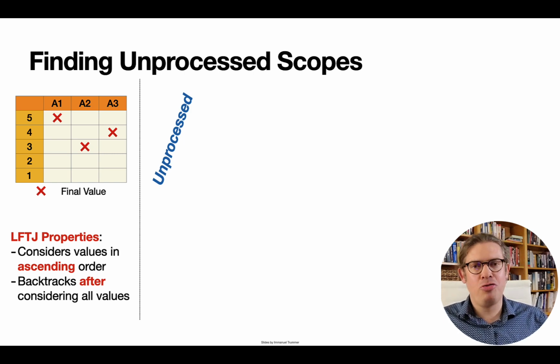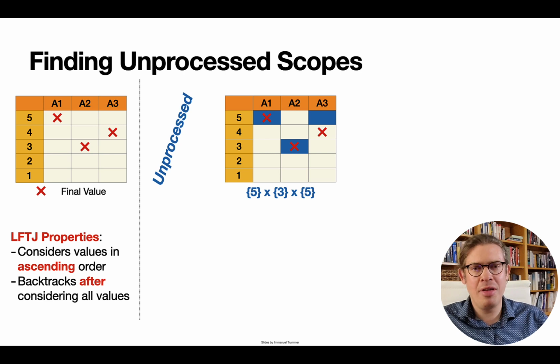Now, based on those two key properties, we can first of all say that for the currently selected values in the first 2 attributes, the algorithm has not yet considered the highest possible value for the last attribute. So that corresponds to a scope that fixes the values 5, 3, and 5 for those 3 attributes.